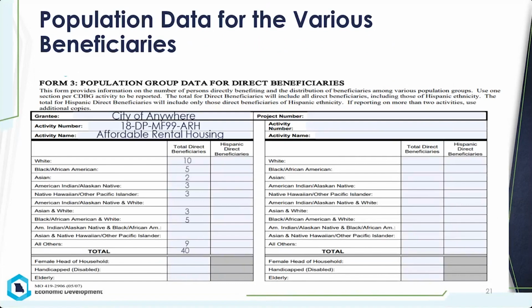We had mentioned that there were 40 direct beneficiaries, so you can see here, and of that, we have our white, black, African American, Asian, et cetera. This all adds up to 40. So now, of the total direct beneficiaries, we just need to indicate which ones also identify as Hispanic, and we just put that in the next column. So of the 40, there are 8 who also identify as Hispanic.